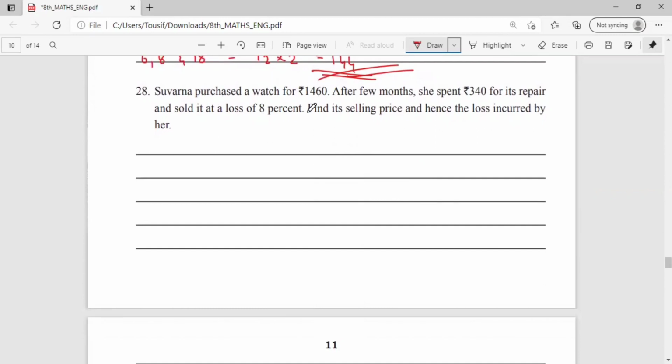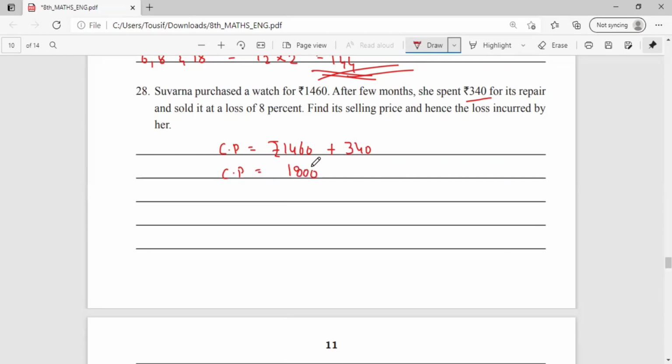Suvarna purchased a watch for rupees 1460. That means 1460 is our cost price. Upon that watch, she spent 340 more for its repair. So that repair cost will also be added to our cost price value. So 1460 plus 340, and the total cost price of the watch is going to be 1800.